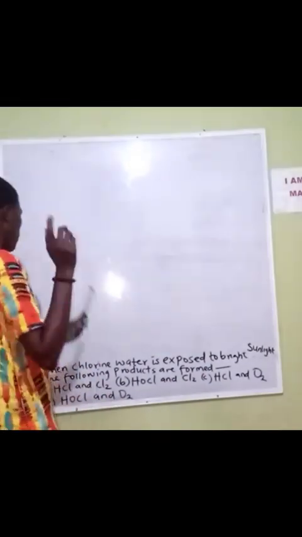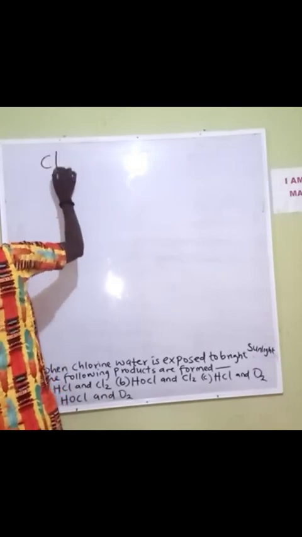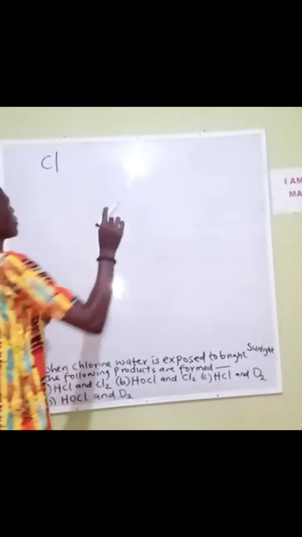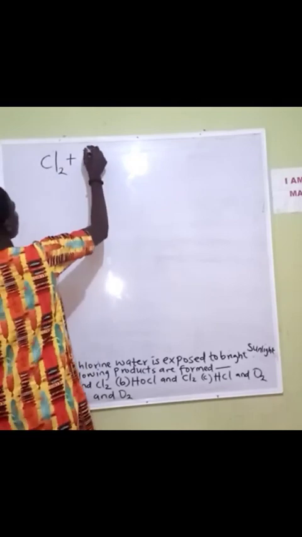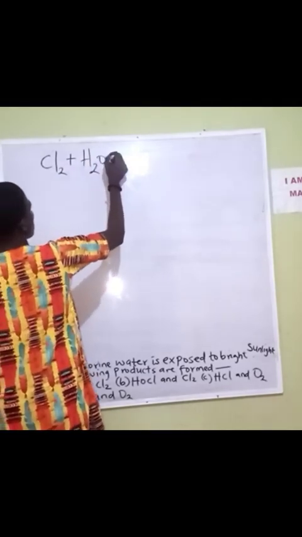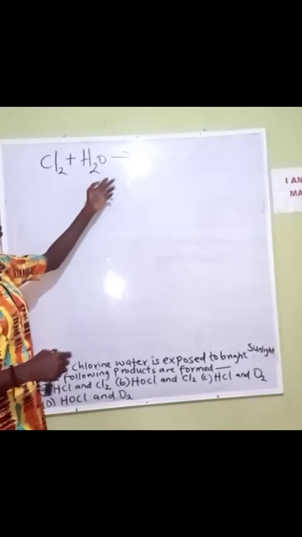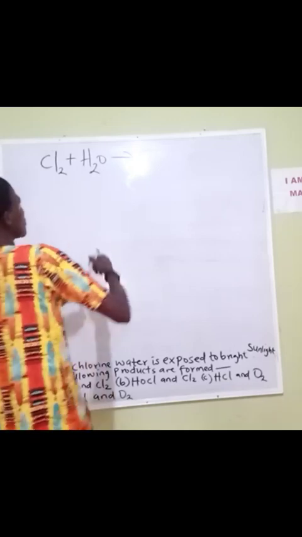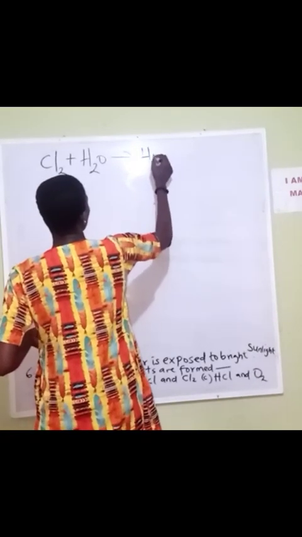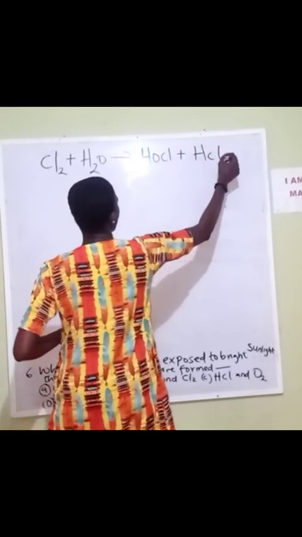Now it's very simple. First of all, it said when chlorine water. So chlorine, you know, chlorine is what? A molecule. It's diatomic in nature. That's Cl2 reacting with water, H2O. When chlorine molecule, because it's diatomic in nature, reacts with water, that's what we call chlorine water. What and what is formed? It gives us HOCl and what? HCl.